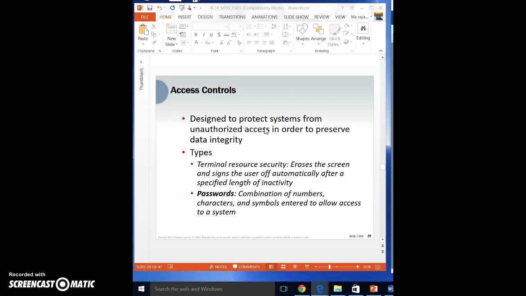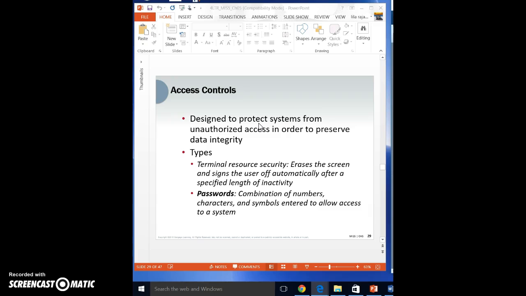Access controls are another security measure that we can take to protect our systems. Access controls are designed to protect systems from unauthorized access in order to preserve data integrity. There are two widely used access controls. One of them is called terminal resource security, and the other one is password.